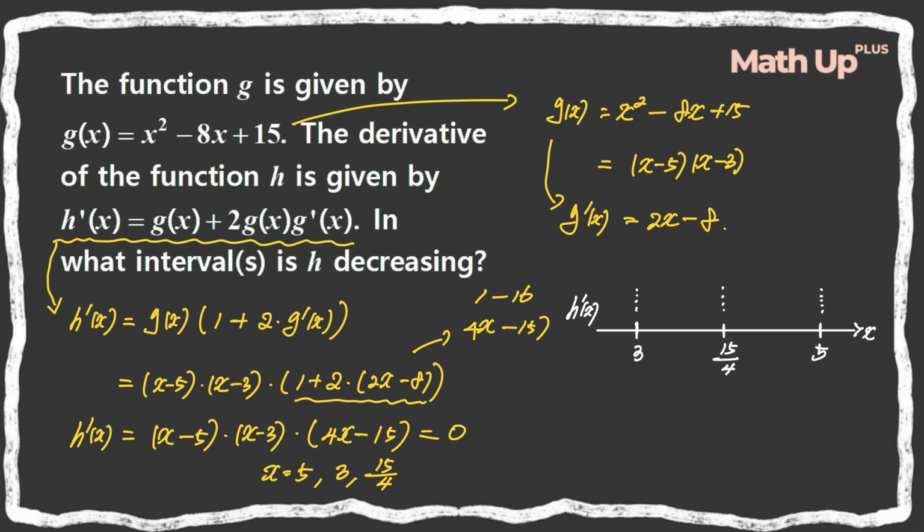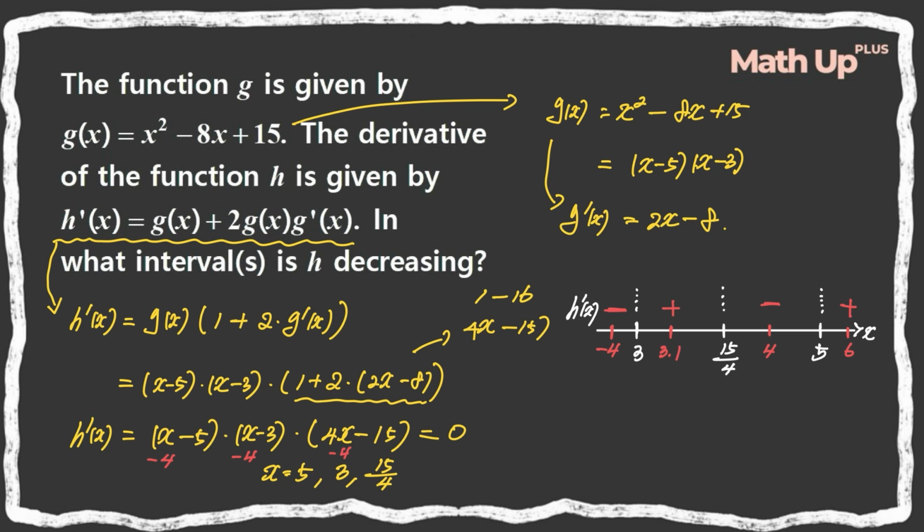Now, if we substitute any number less than 3, maybe negative 4, for x, then this is negative, negative, negative. So 3 negatives are multiplied together. Then this is negative. For this interval, if we substitute maybe 3.1, that's going to be positive. Here, substitute maybe 4, then that's going to be negative. If we substitute 6, that's going to be positive.